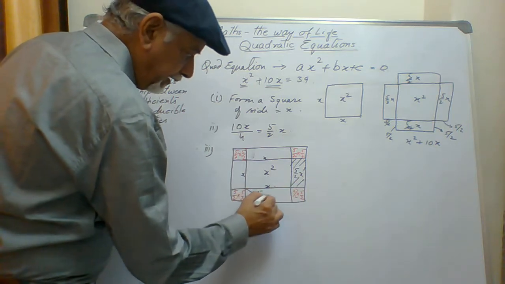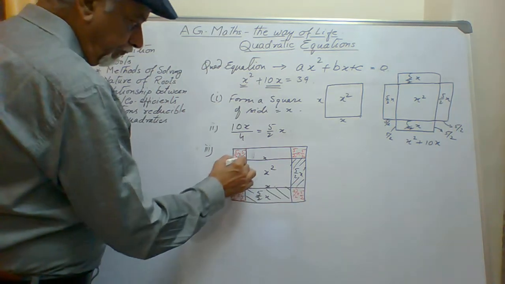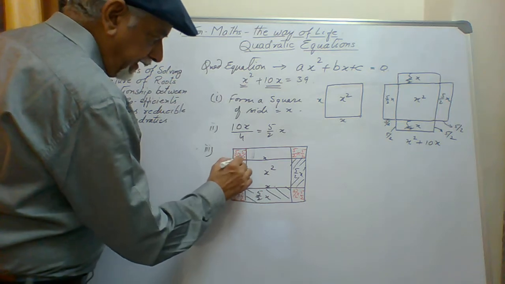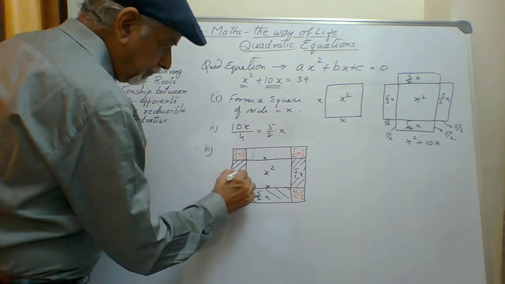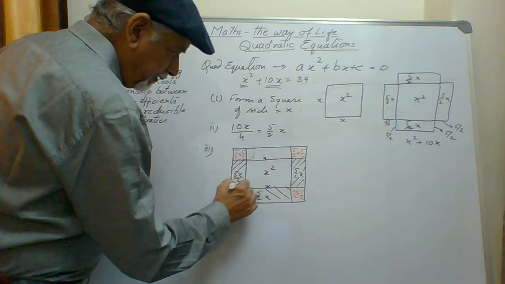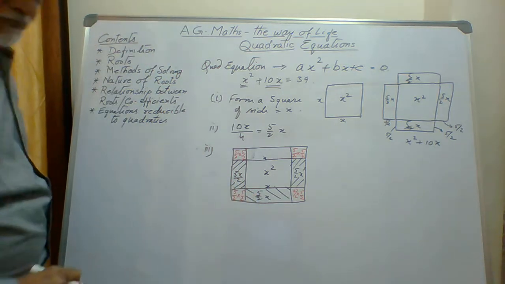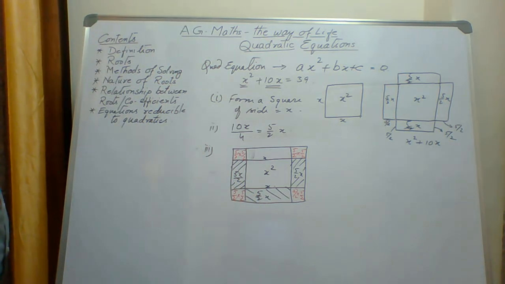This is called the area, 5 by 2 times x. And x is only the side. It is 5x by 2. This is the area. Likewise, I have completed the entire square.